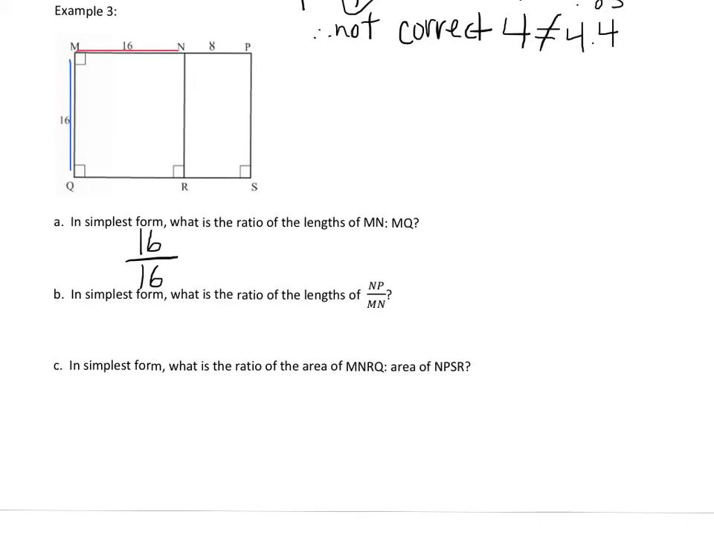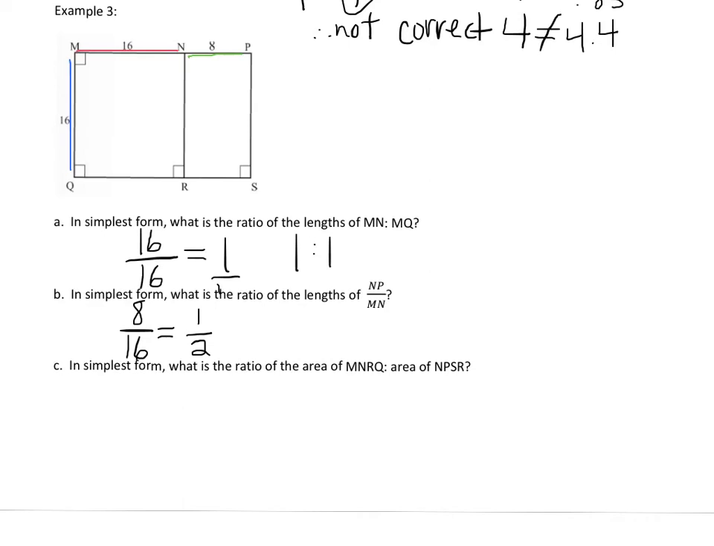So that means the ratio is 1/1. You could also, sometimes it's just said as 1:1. And that's just to say that they are the same, they are congruent. So in simplest form, what is the ratio of the lengths NP and NP is this little piece right here, and that's 8 to MN, which we already looked at was 16. And we always simplify to say that that is 1/2.